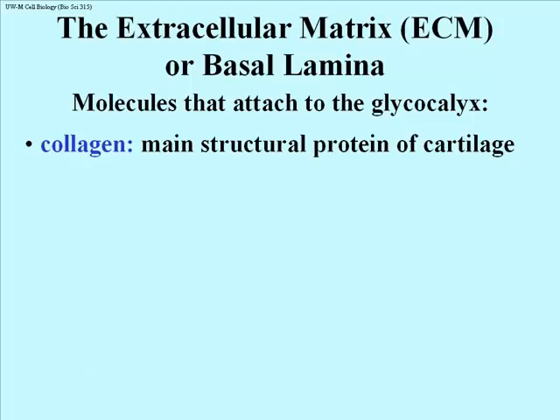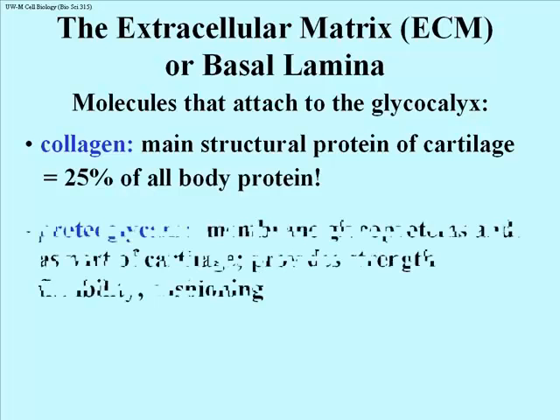Some of them you're familiar with. One of them is collagen. It's the main structural protein of cartilage, which is an extracellular material, but it's also present in the ECM. It is so abundant in humans and other animals, it accounts for about 25% of all body protein.